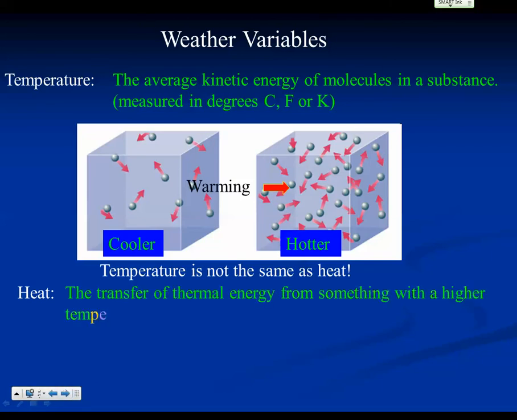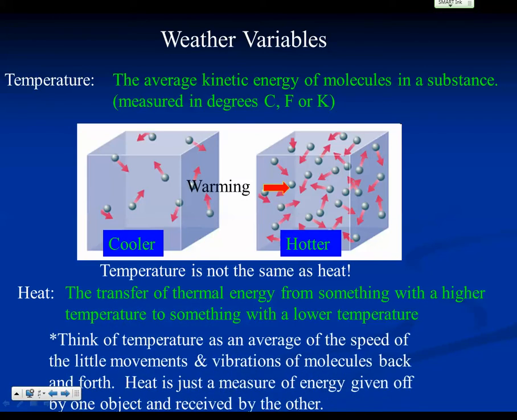Now, there's often a big misconception between temperature and heat. Students mainly don't know the difference between the two. Heat is really a transfer, and we're going to do labs on this coming up in the next unit. The transfer of thermal energy, or heat energy, from something with a higher temperature to something with a lower temperature. And there is a difference. You can think of temperature as the average of the speed of those little movements and vibrations of molecules back and forth, like the boxes up above.